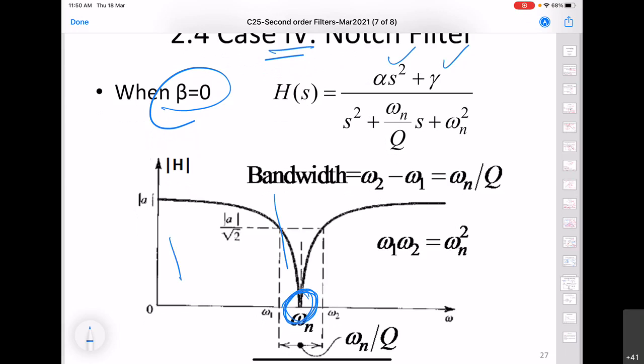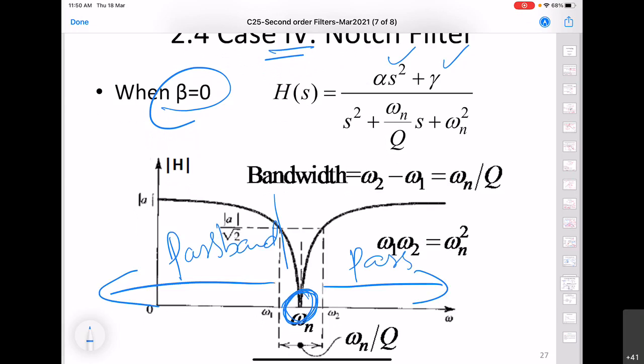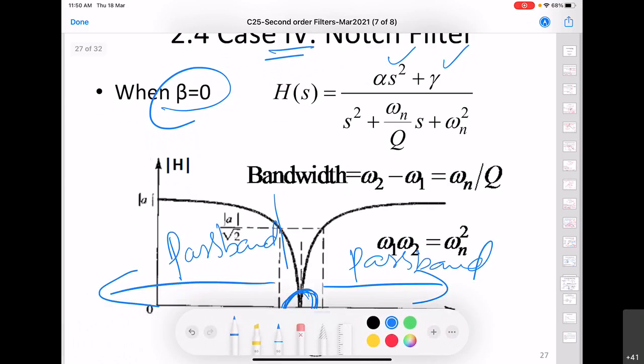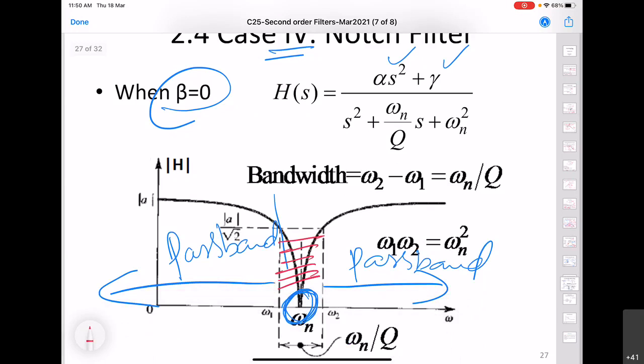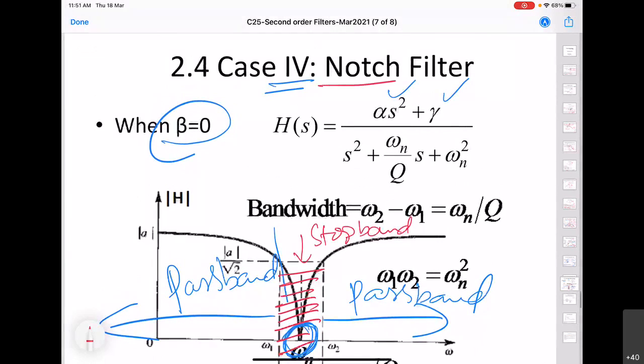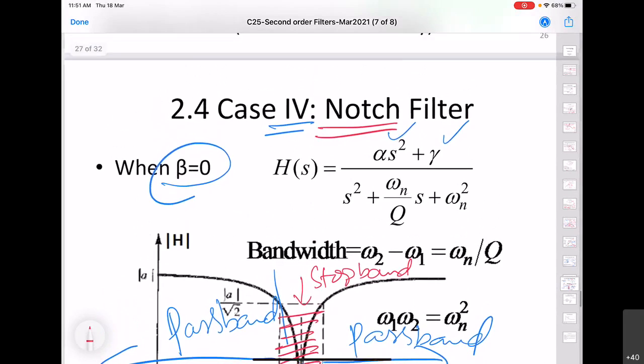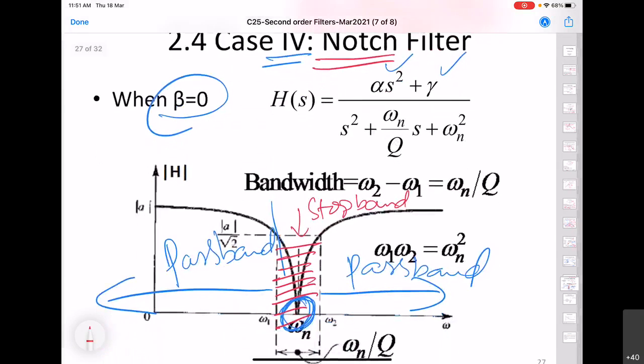So here what we have is pass band on this side, similarly on this side also. So here stop band is in between. Actually, this bandwidth can be very small, and it will suppress or stop only one frequency, and that is why this is called a notch filter. But in general, this kind of response leads to a filter which is called a band stop filter. So notch filter is a special case of band stop filter, and the transfer function will be given by this.